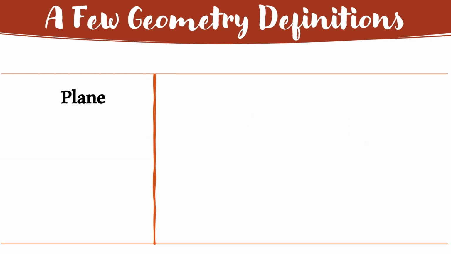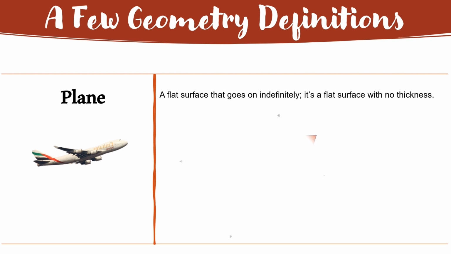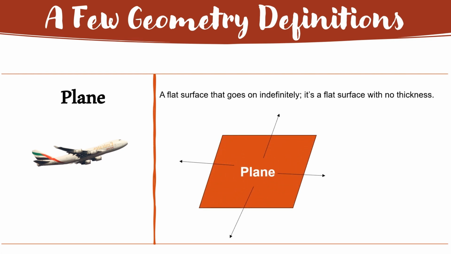So last but not least, we're going to talk about a plane. And it's not the kind you fly on, but it is a flat surface that goes on indefinitely, and it has no thickness. So everything we've talked about today, the transversal, the parallel lines, the perpendicular lines, the angles, all of those things lie on a plane. And the plane is used to conduct our geometric analytics, if you would.